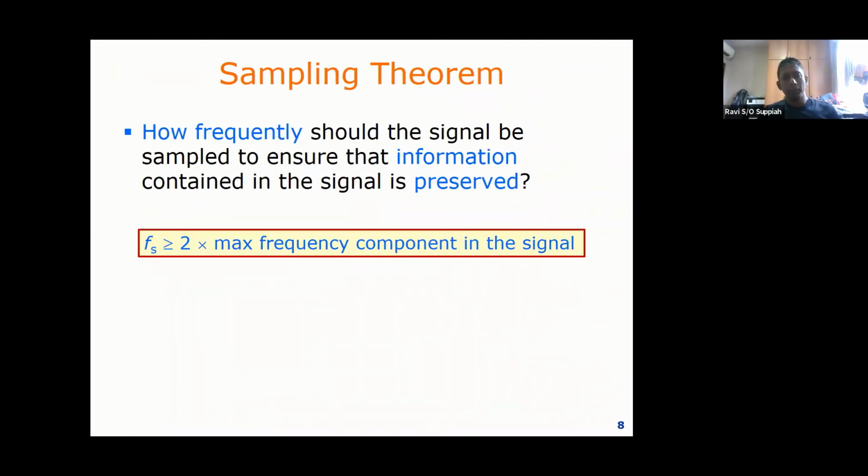The minimum sampling rate is given by the sampling theorem, that it must be greater than or equal to 2 times the maximum frequency component in the signal. We say maximum frequency component in the signal because a signal can have different frequency components. The best example is our voice. When we talk, we have a particular frequency range.